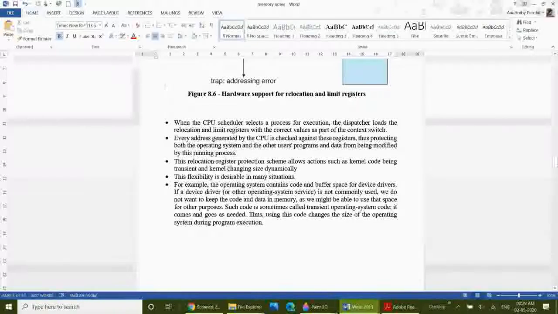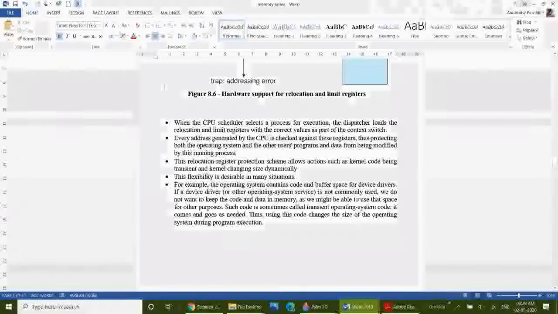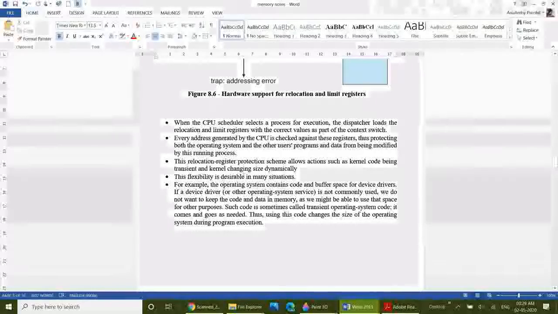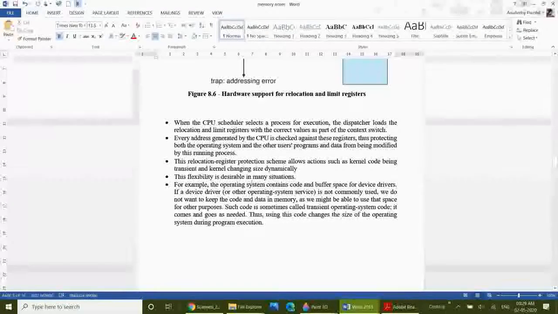This relocation register protection scheme allows actions such as kernel code to be transient and the kernel to change size dynamically. So this flexibility is desirable in many situations.